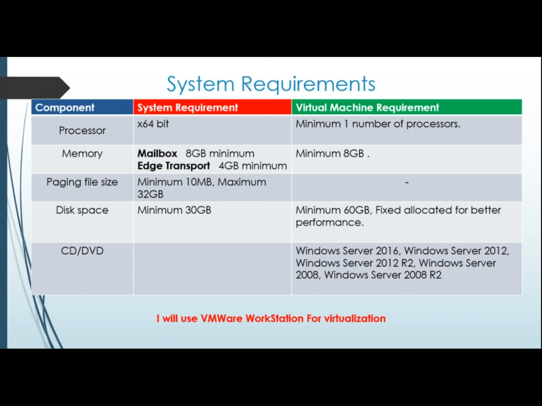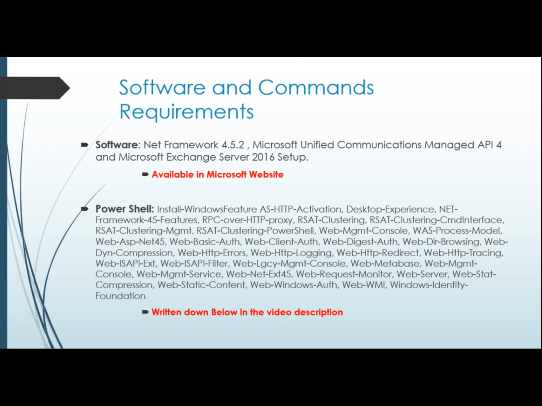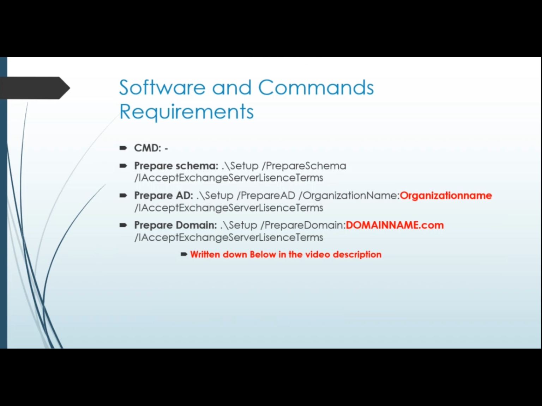On the left side, we have the system requirements. On the right side, we have the virtual machine requirements. Software and commands requirements. There are 3 software that are required by the system. You can find all of these on the Microsoft website. We have 1 command in PowerShell which will install all the roles and features. We have 3 commands in the CMD which will prepare the system for us.